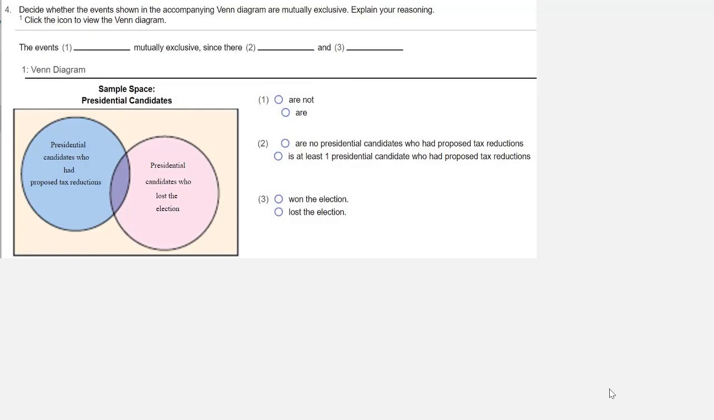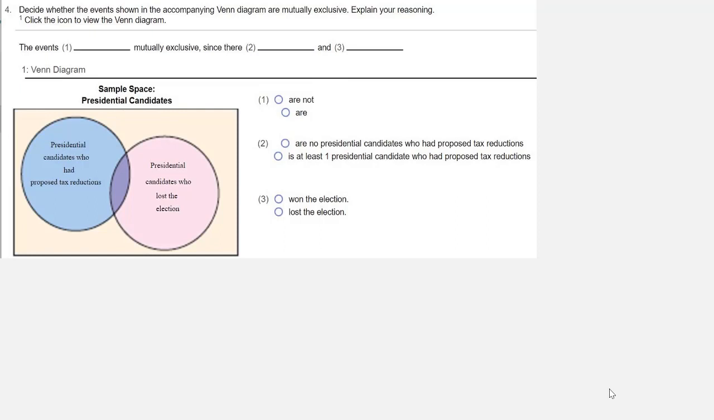So we have presidential candidates. One group is presidential candidates who had proposed tax reductions, and the other one is presidential candidates who lost the election. Now there are 3 blanks that we have to fill in. We have choices for each one. For the first blank, it's are not or are. For the second blank, it's are no presidential candidates who had proposed tax deductions, or is at least one presidential candidate who had proposed tax reductions. And for the third one, it's won the election or lost the election.